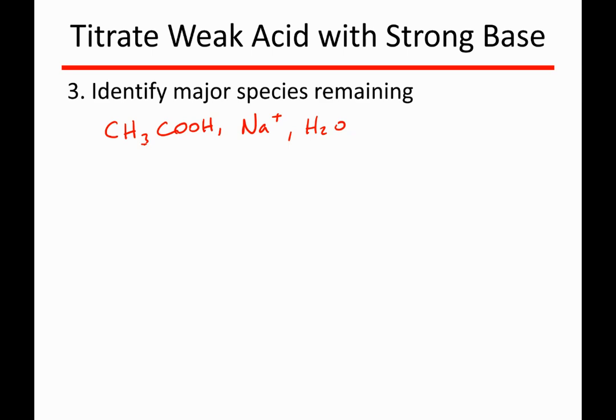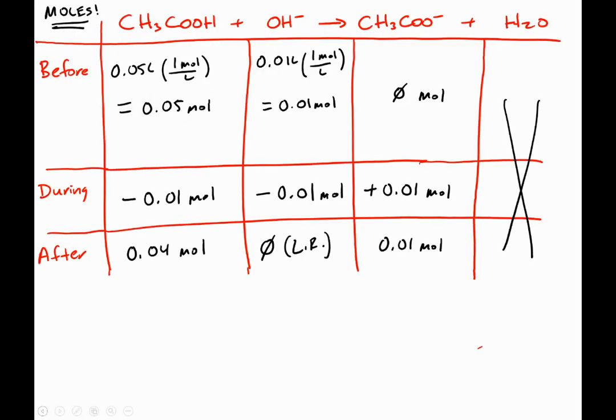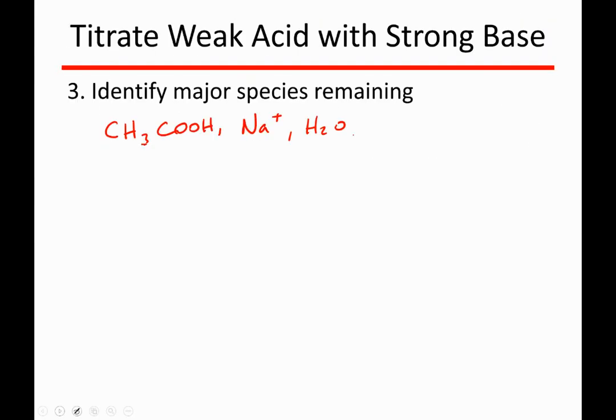Water is always present. And then one more question that you want to ask yourself is, did you make something new that didn't previously exist in your solution? When you look back at the reaction table, you recognize that although you initially did not have any acetate ion, at the end of the reaction, you now do. You made 0.01 moles, so that gets added to the list.